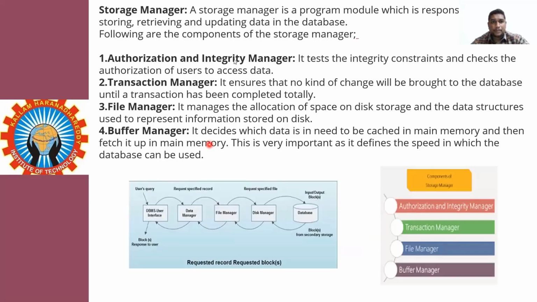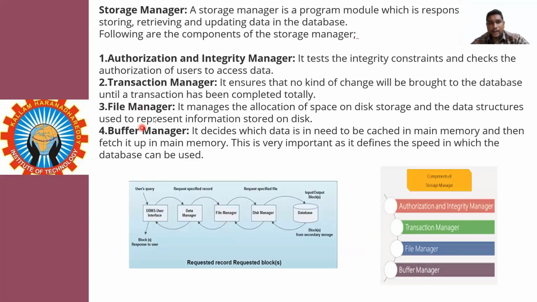four important managers. The authorization and integrity manager simply checks the integrity constraints for authorization of the user to access the data. Next, the transaction manager ensures that no kind of change will be brought to the database until a transaction completes. Transaction is an important process in the transaction manager. The fifth unit is the transaction manager. The sixth unit is the file manager and buffer manager.